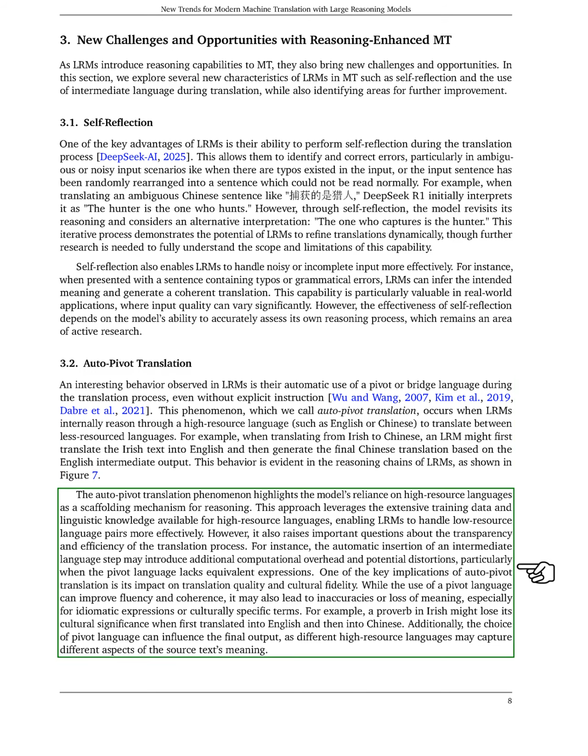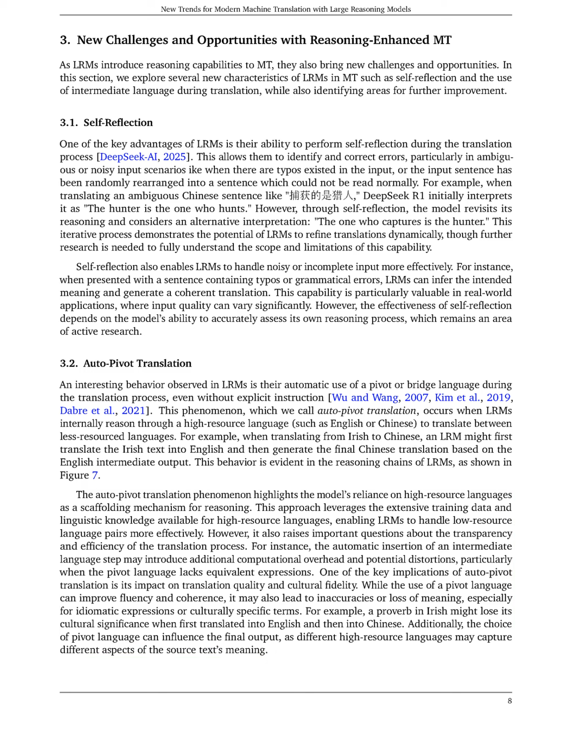This reliance on high-resource languages aids in handling low-resource language pairs but raises questions about the transparency and efficiency of the process. While auto-pivot translation can enhance fluency and coherence, it may also lead to inaccuracies or loss of meaning, particularly with idiomatic expressions or culturally specific terms. The choice of pivot language can significantly affect the final translation, as different languages may capture different nuances of the source text.